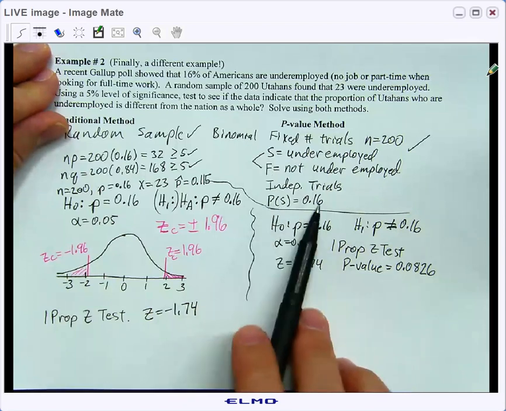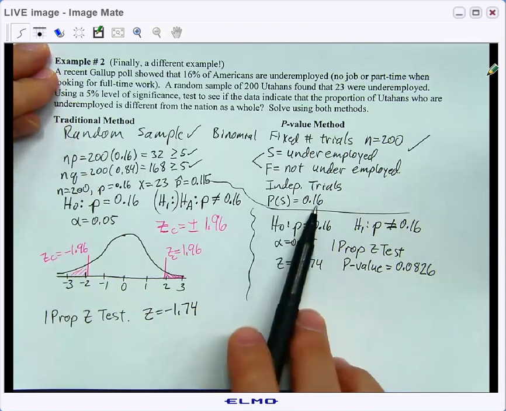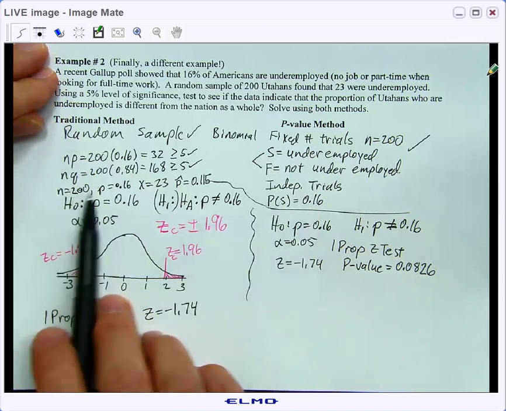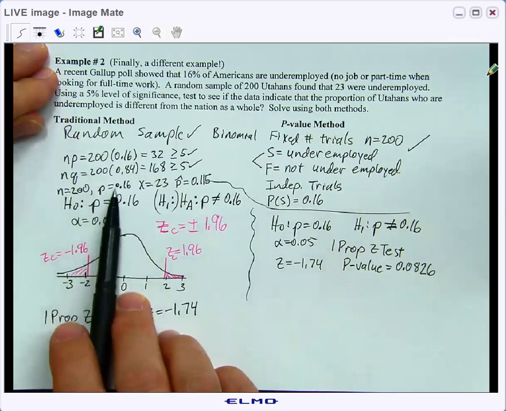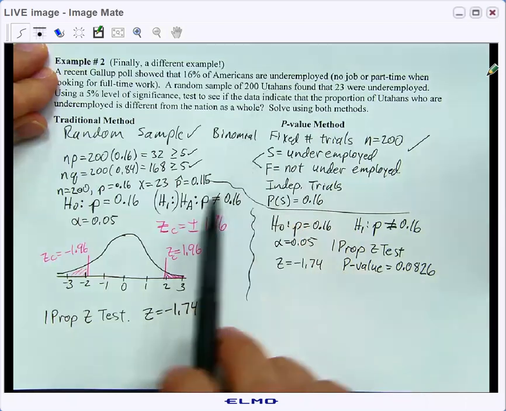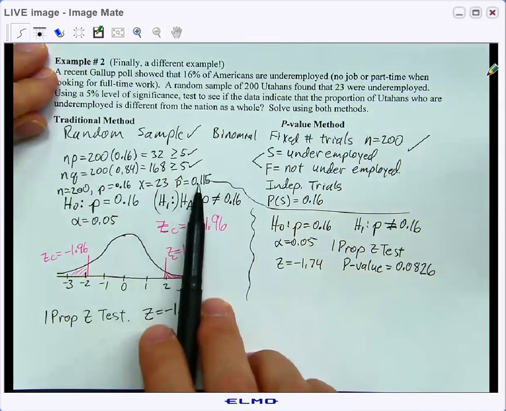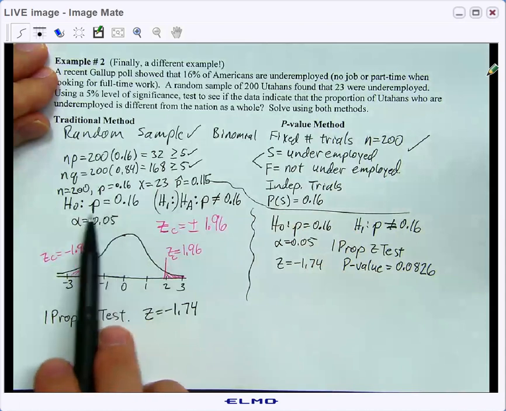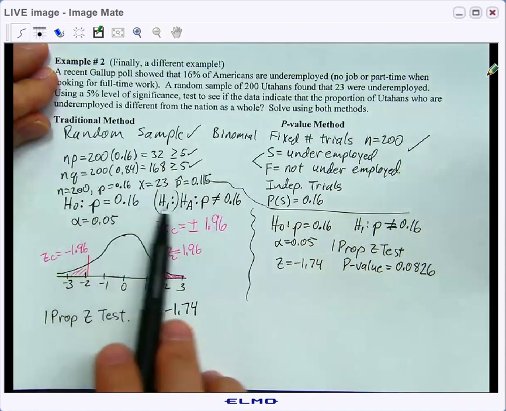So the probability of being underemployed is 16%. We wrote down our known information. N is 200. Little p is 16%. X is 23, because we had 23 Utahns that were underemployed. And then the sample proportion in Utah that are underemployed would be 0.115 or 11.5%. We write down our level of significance and our hypotheses.